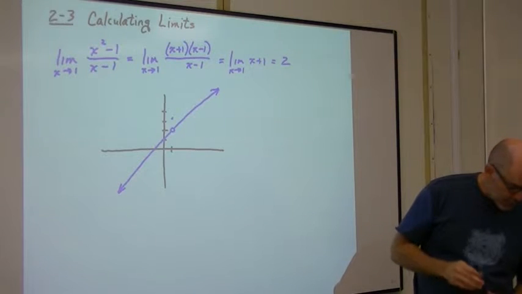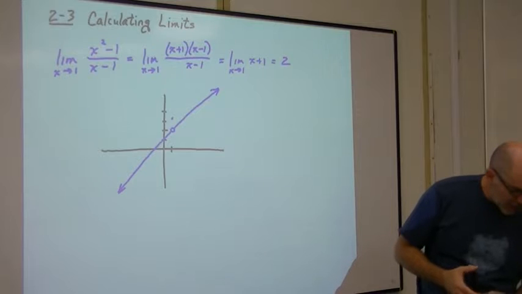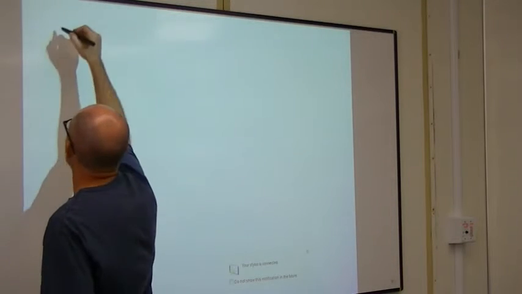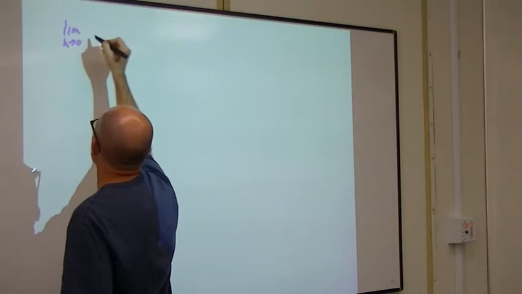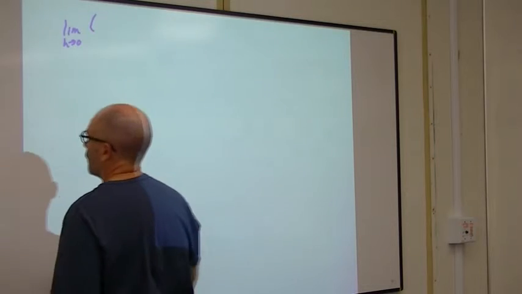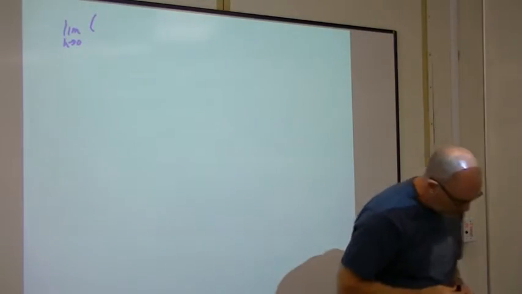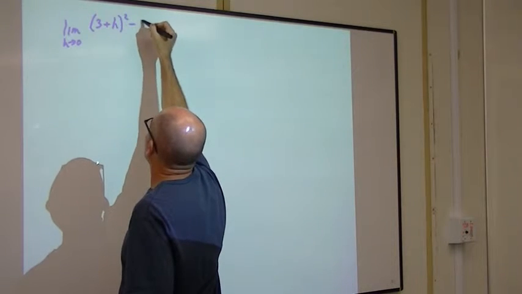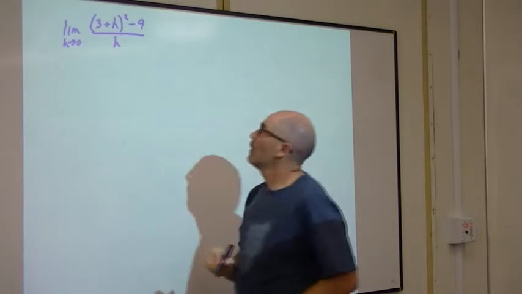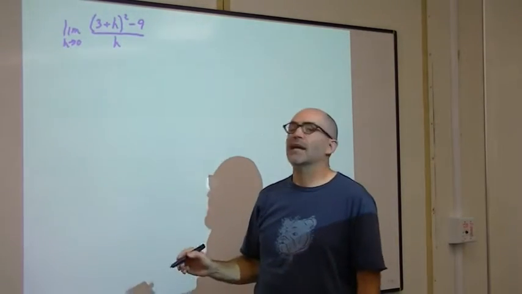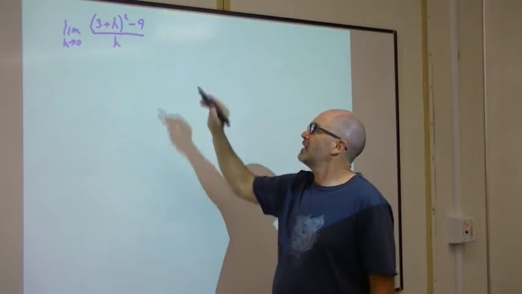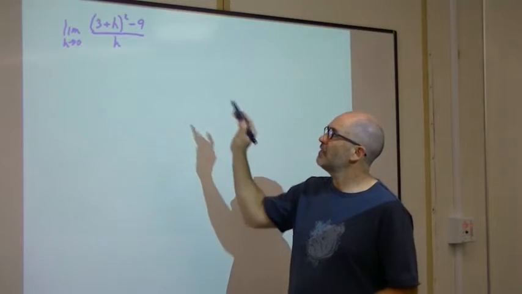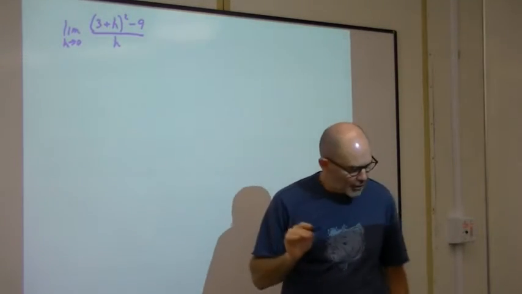Okay, cruising onward. Example 5, limit as h approaches 0 of (3 plus h) quantity squared minus 9 over h. All right, so what are we supposed to do here? Plug in 0 for h and see what happens. So I get 3 squared minus 9 is 0 over 0. Remember, that's undefined, but it's a clue that we can fix this and find out exactly what that limit value is.